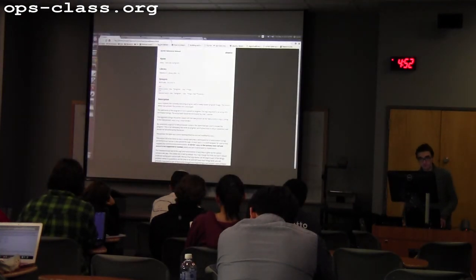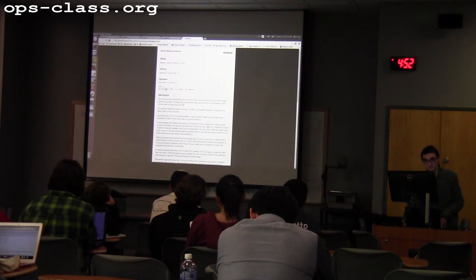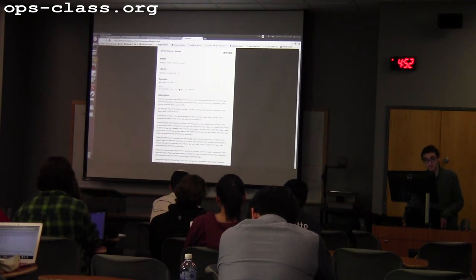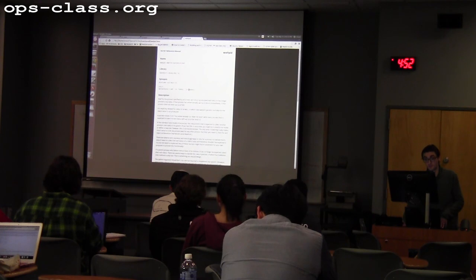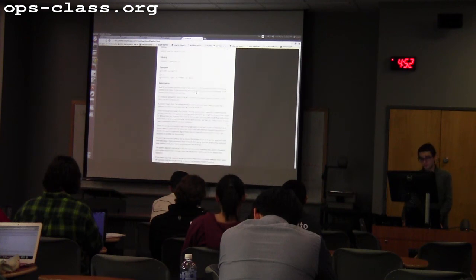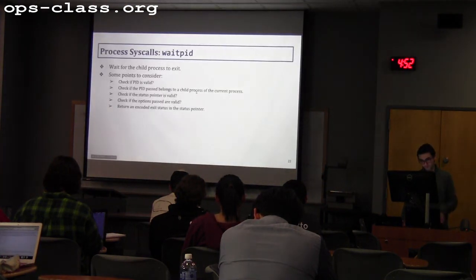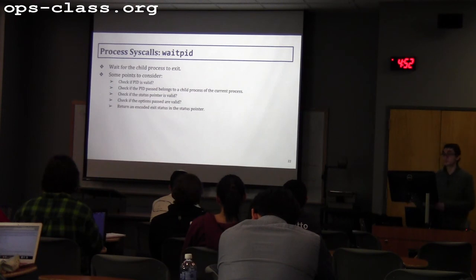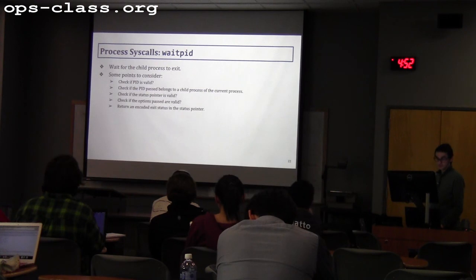If we go through waitpid, you can see that we receive a PID, a status pointer, and then options. So you need to check the PID is valid, and if you are allowed to wait for that PID or not. You need to check if that pointer is valid. You need to check if the options passed are valid or not. And also, you need to return an encoded exit status through the status pointer. This is what you will get from the exit syscall.